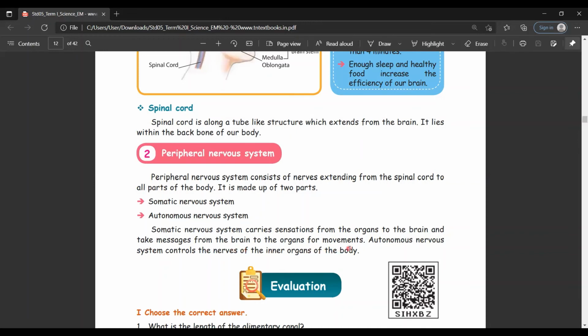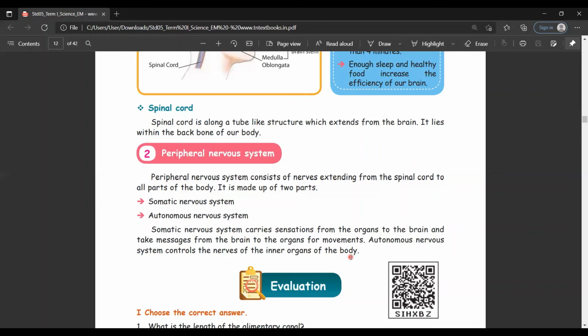Somatic nervous system carries sensation from the organs to the brain and takes messages from the brain to the organs for movements. Autonomous nervous system controls the nerves of the inner organs of the body.